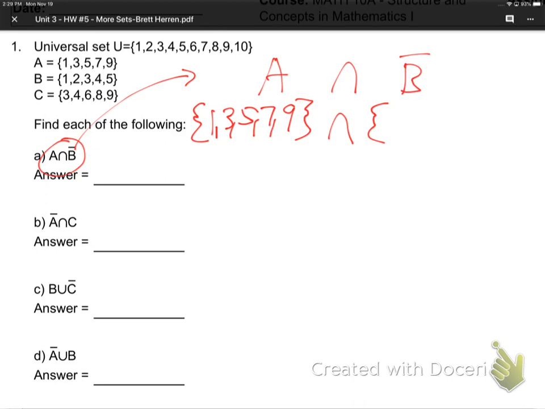So what's the complement? What's not in B? The opposite. B is 1 through 5. So the opposite of B is 6, 7, 8, 9, 10. Good so far? So that's the opposite of B, the complement. Okay, now, can you finish it from there? Can you do the overlap? Because that's what it's asking. It's the U turned over. So now do the overlap between these two sets.